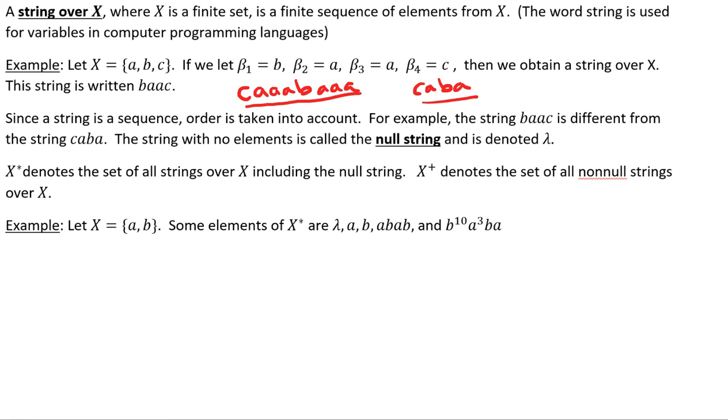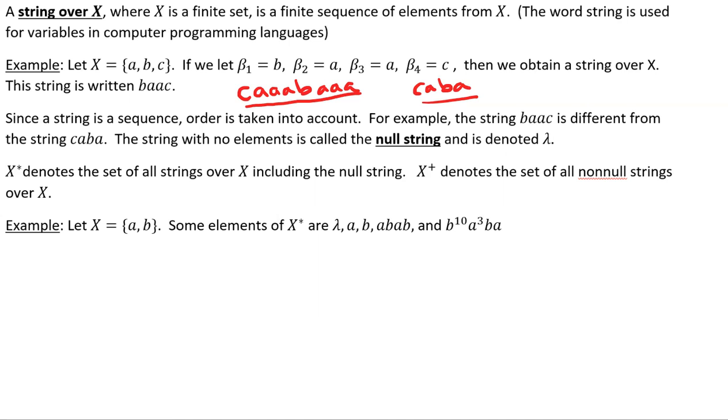So these orders do matter. For example, the string BAAC is different from the string CABA. Even though it uses the same letters, two A's, a B, and a C, both of them use the same amount, but they are different because the order is different. So note that order is taken into account.